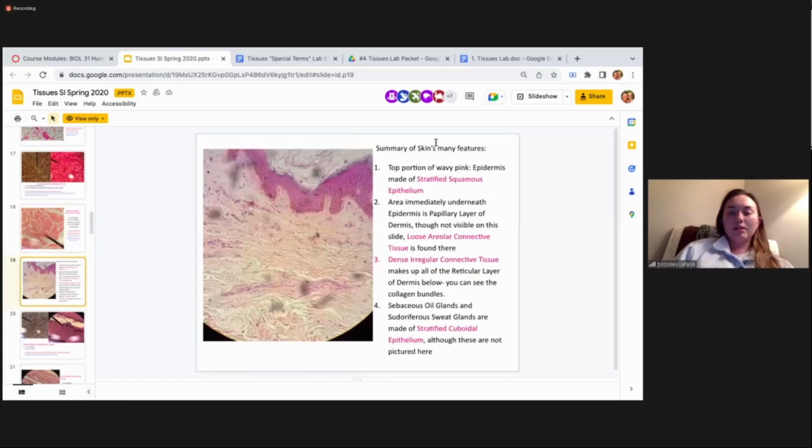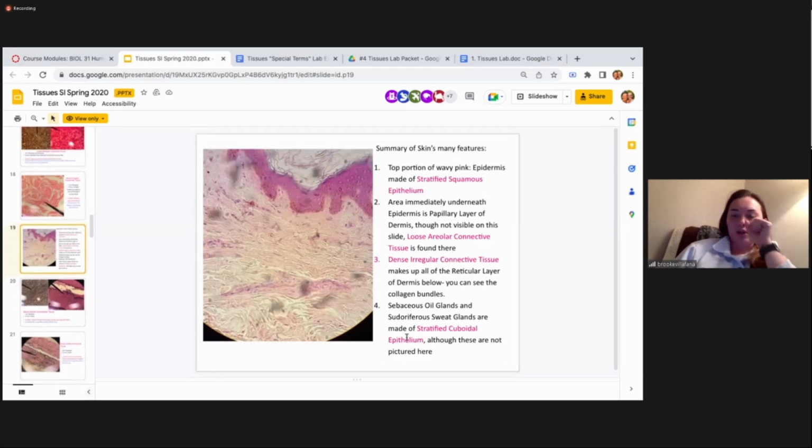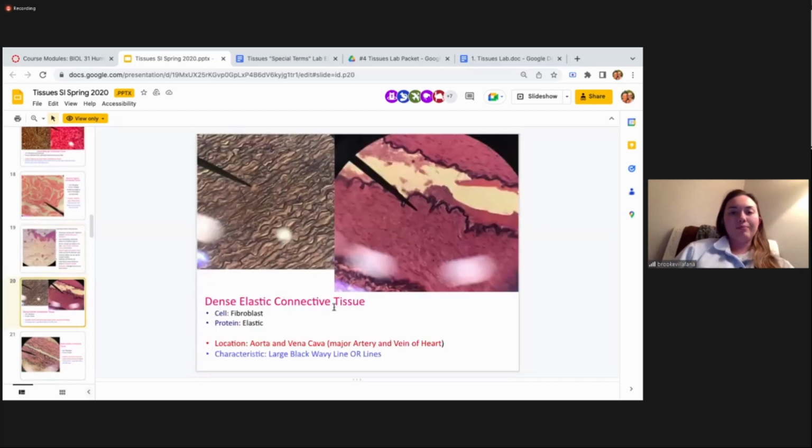So this is a summary of the skin, kind of the stuff I've already talked about, so you guys could read through that if you want. Basically just showing you the stuff I had kind of drawn earlier.